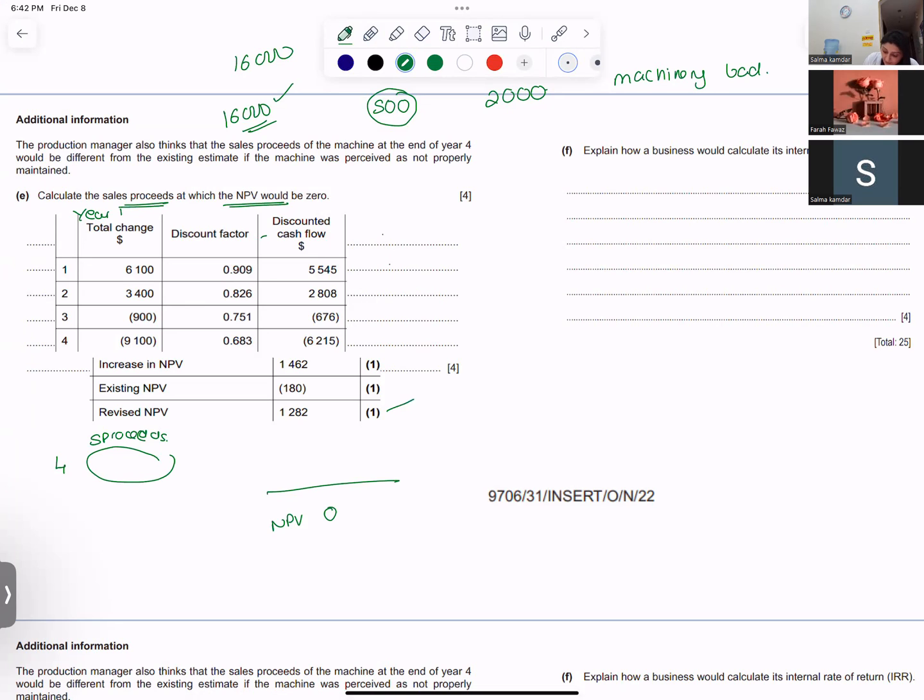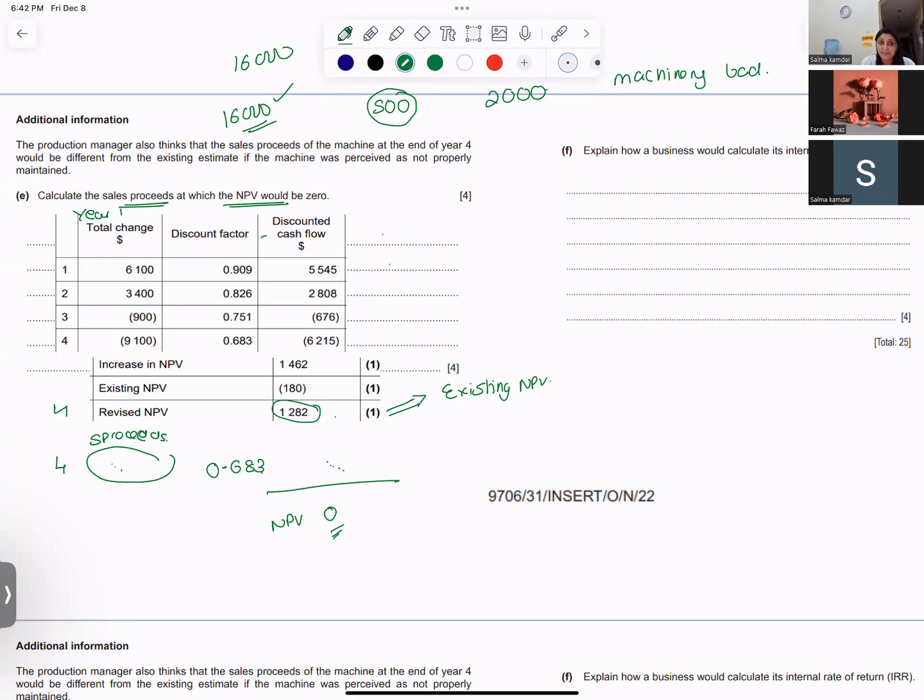Okay. So this is your existing NPV now after revising. Are you with me? Yes. Okay. At the end of year 4, you are going to receive something which, if discounted at 0.683, would give you something, and when you add this up, your NPV will become 0. Miss, how will the NPV reduce like that? Okay. So they are telling you that after these changes, at the end of year 4, you are going to have an NPV of 1282.